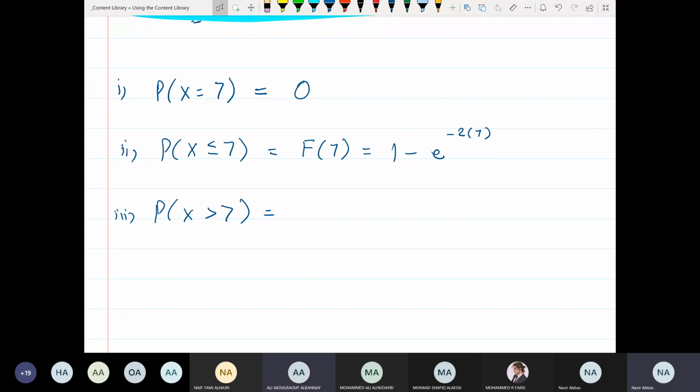It is 1 minus the probability of less than 7. 1 minus F of 7. So that will be e to the power minus 2 times 7. What if I ask you to find the probability of x between 5 and 7?